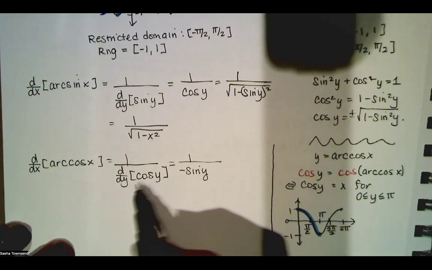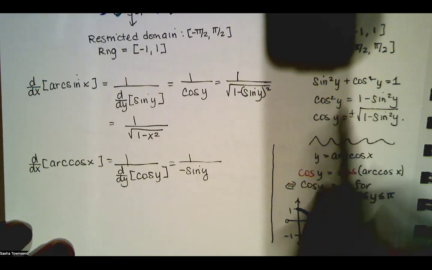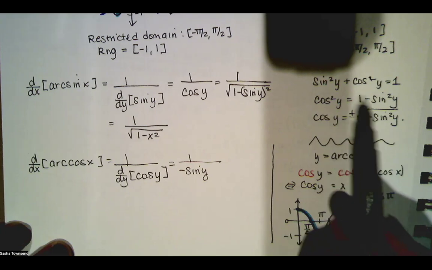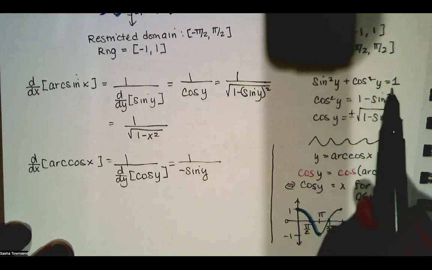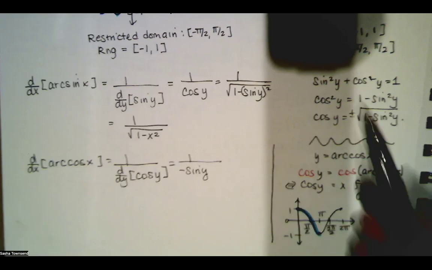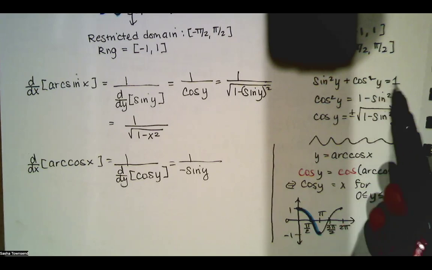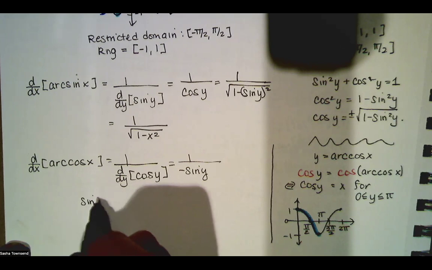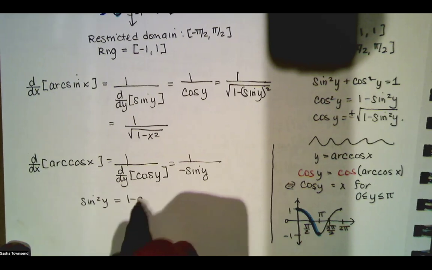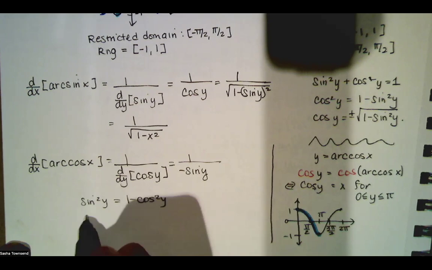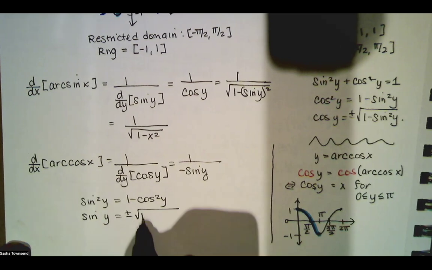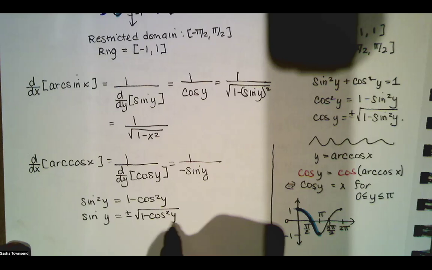What is that in terms of cosine? Well, I can find negative sine of y in terms of cosine of y just by using this equation again. We know that sine squared y plus cosine squared y equals 1. So sine squared y is equal to 1 minus cosine squared y, and sine of y is equal to plus or minus the square root of 1 minus cosine squared y.